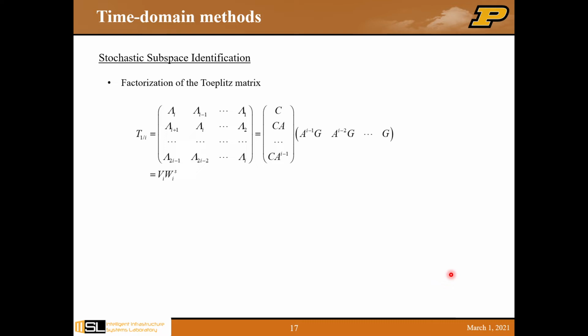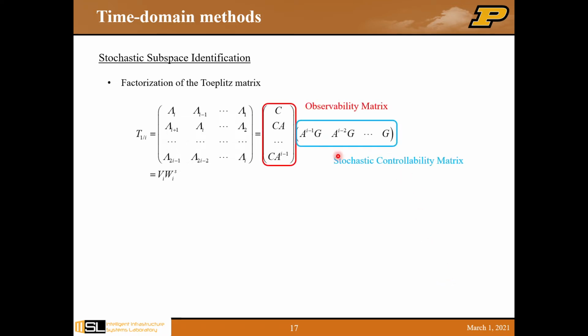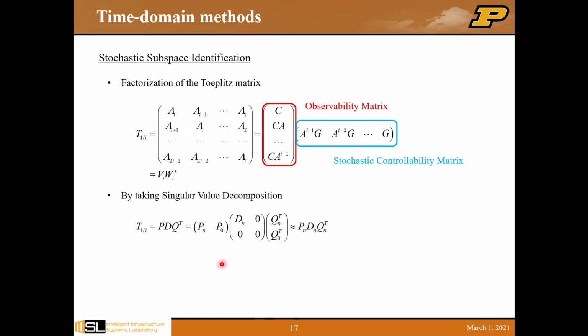The next step is factorization of the Toeplitz matrix. It can be decomposed into 2 parts. The first one is the observability matrix, and the second part is the stochastic controllability matrix. We use V and W to represent them. By taking singular value decomposition, T can be equal to PDQ transpose.